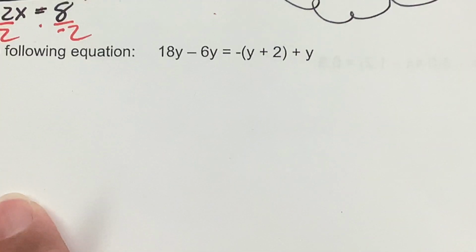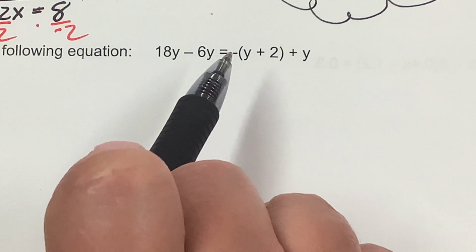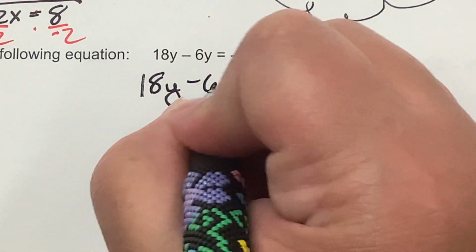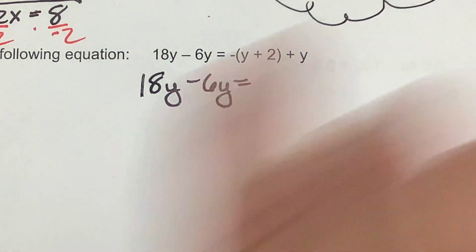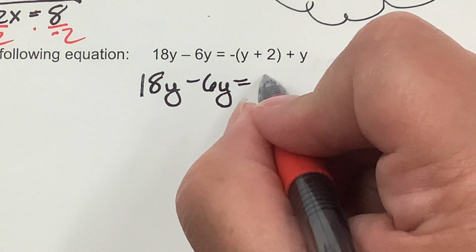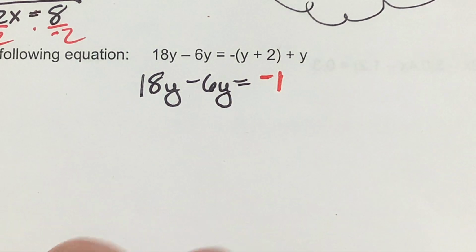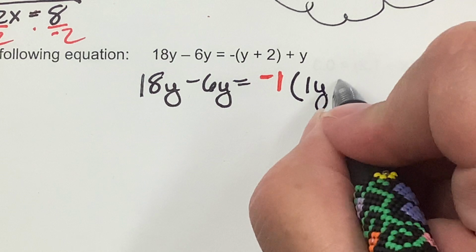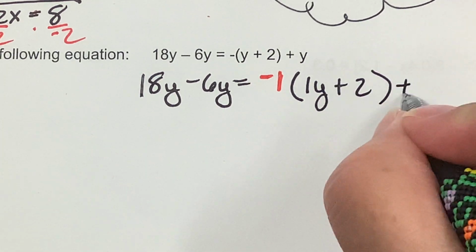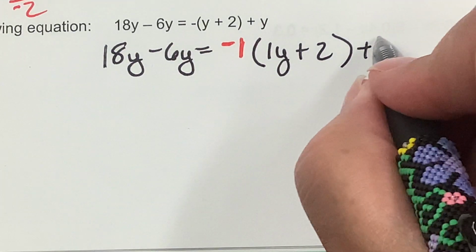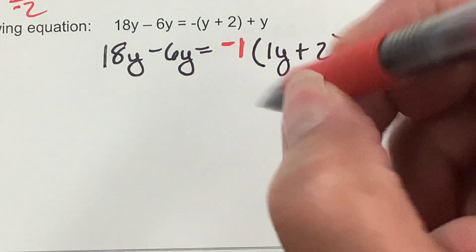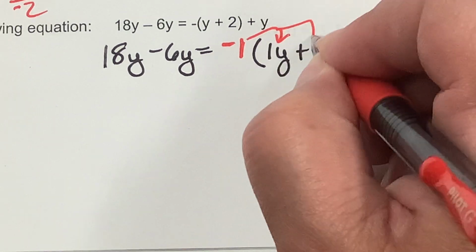I think I'm going to rewrite that, and I'm going to put negative 1 outside those parentheses again. So 18y minus 6y equals, instead of just a little tiny negative sign that's hard to see, a nice big negative 1. And then y is 1y plus 2 plus, again, 1y. Why? Because it makes it easier later. All right, so negative 1 times y and negative 1 times 2.